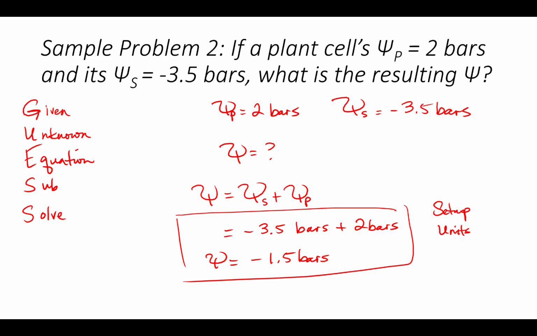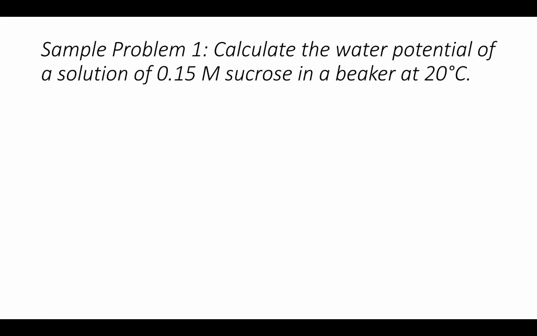So that's the simplest type of water potential problem. Let's look at the slightly more complicated one. So we're calculating the water potential of a solution with a specific concentration at a specific temperature in a beaker. So, few things. Let's do our given or our guess method. We're told that we have a concentration of 0.15 molar. I also want to use that other unit that I talked about, moles per liter, because it's going to become very important for canceling out units later.